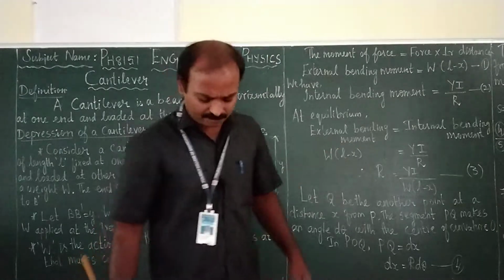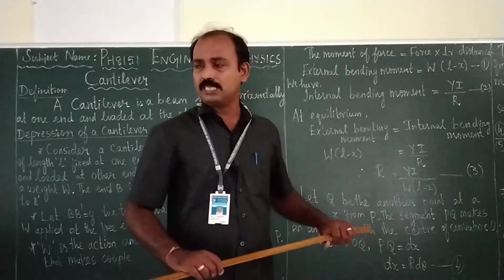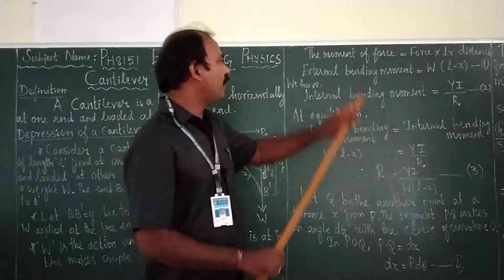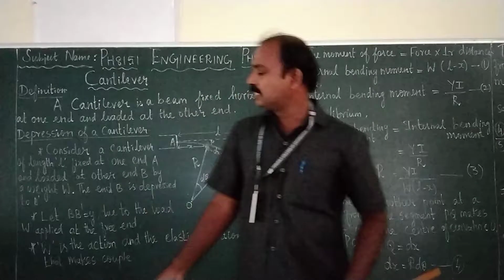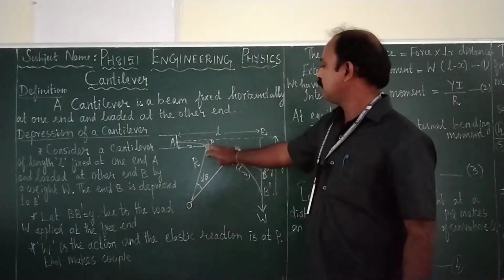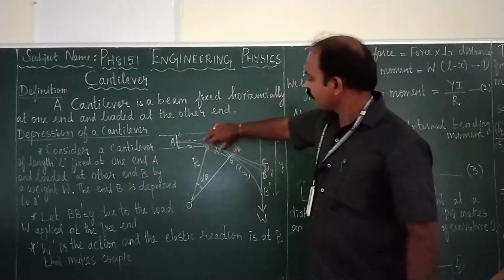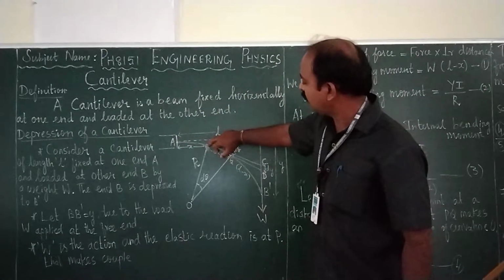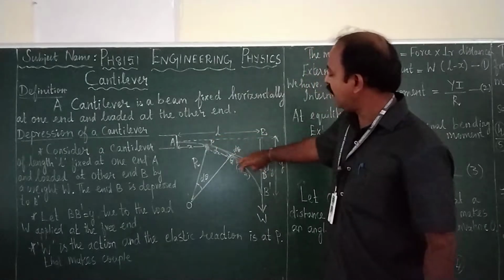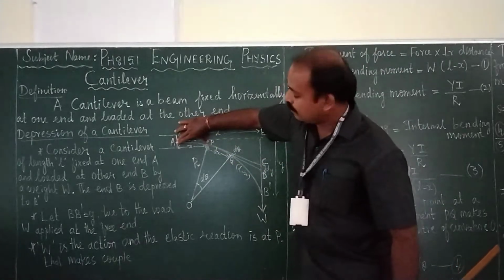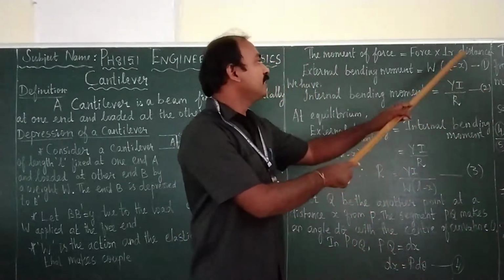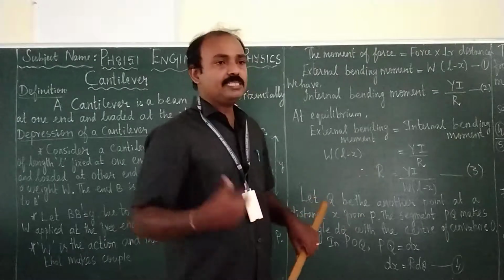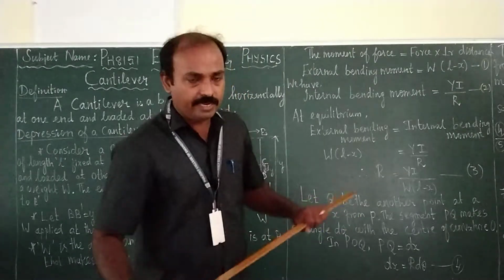Moment of force, the general formula, is force into perpendicular distance. Here the force is W, the weight. The perpendicular distance is L minus X, the distance from P to this point. As a whole, the length is L. This part is X, and the remaining part is L minus X. Force into perpendicular distance is also known as the external bending moment.